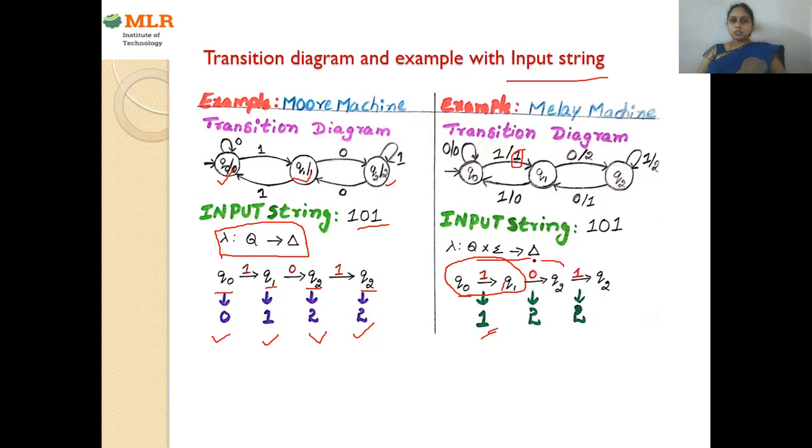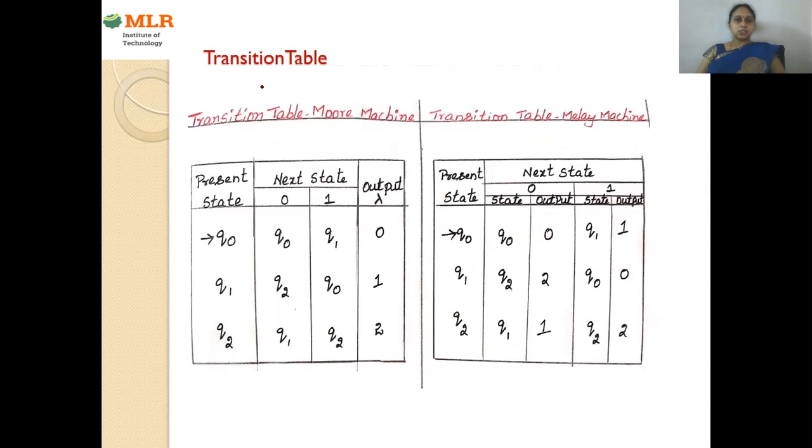On the transition, what is happening? Q1 on 0, what is the output you are going to have? 2. That should be represented. On transition, Q2 on 1, you are going to have the output as 2. That's why you are going to get 1, 2, 2. The Moore output will be of n plus 1 length, and the Mealy output will be equal to the length of the input. And coming to the transition table.